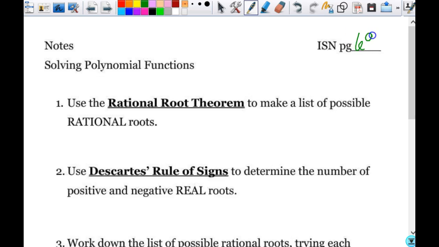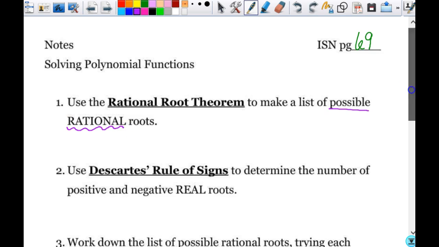Page 69. So yesterday we talked about the rational root theorem and Descartes' rule of signs. The rational root theorem gives you a list of possible rational roots, and these are the only rational roots that you could actually have. It doesn't necessarily give you all of the roots that you're going to get because they may not all be rational, but that only gives you the rational ones.